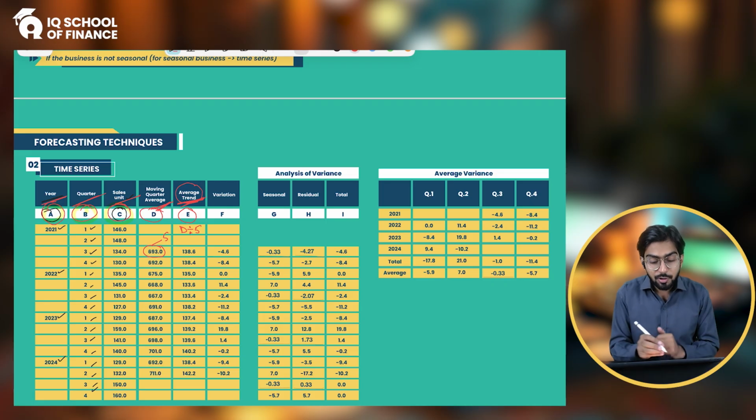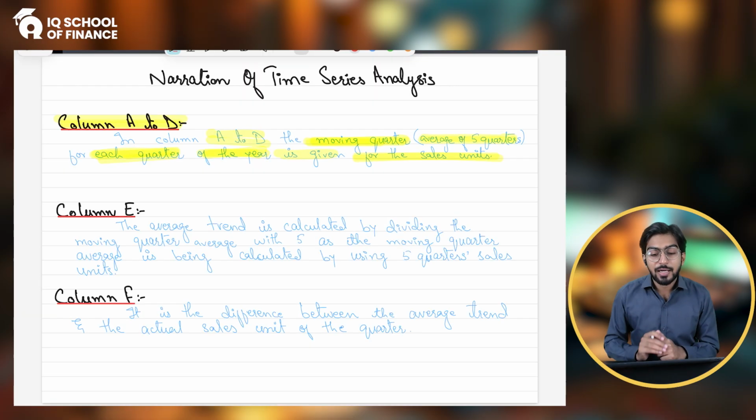Alright. So now check on the calculator. Divide 693 by 5, you will get 138.6. Divide 667 by 5, you will get 133.4, and so on. So all these values are calculated by dividing the moving quarter average by 5, because the moving quarter average was calculated using 5 quarters. So now come to the narration part.